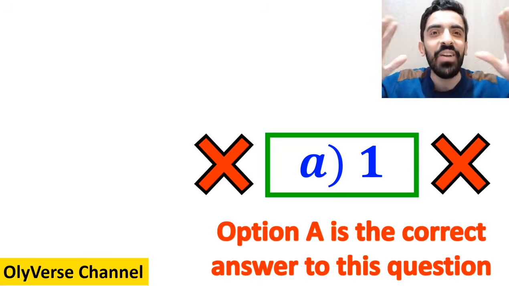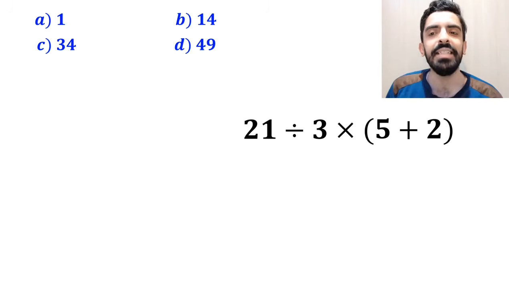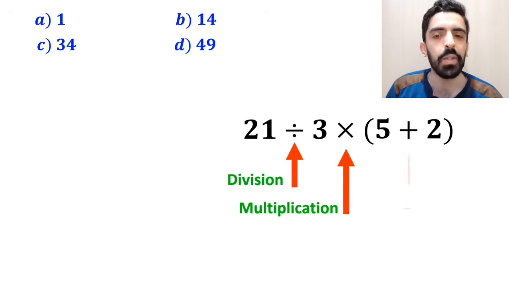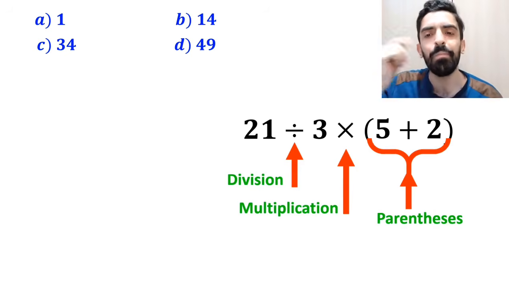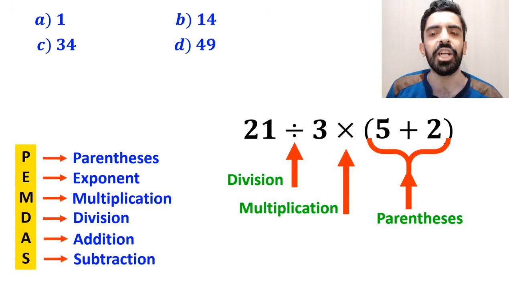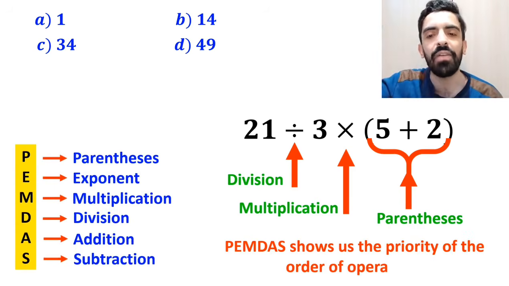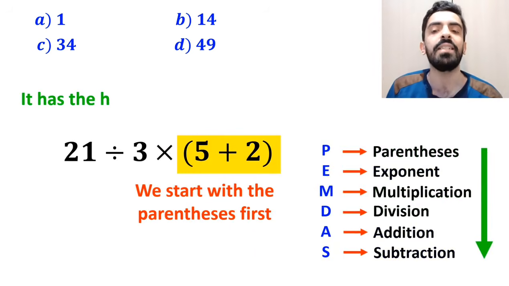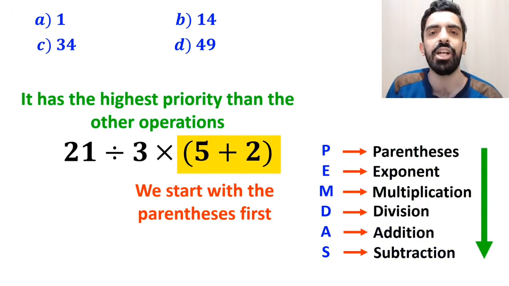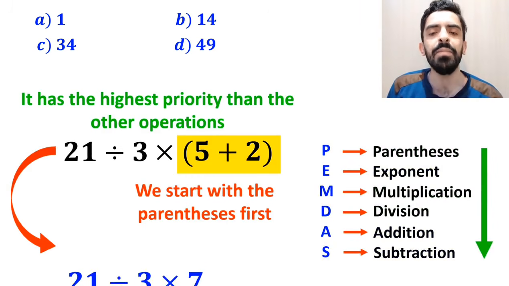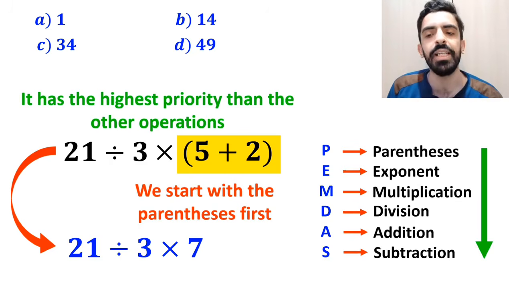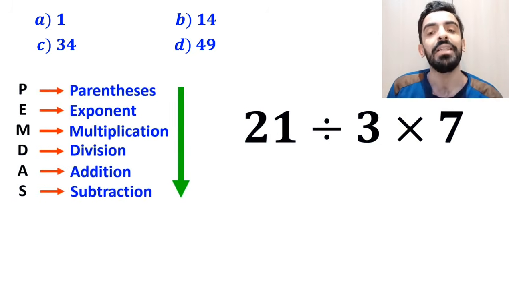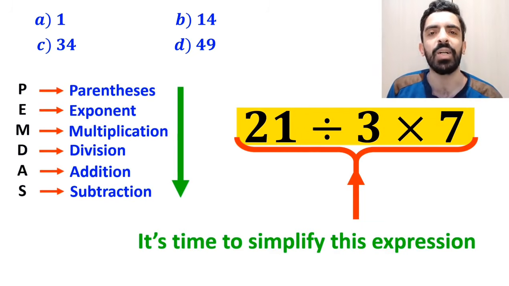However, that's definitely wrong. As you can see in the image and this expression, first we have a division sign, followed by a multiplication sign, and finally parentheses. To solve this question, we need to use the PEMDAS rule. PEMDAS shows us the priority of the order of operations. So, we start with the parentheses first, because it has the highest priority over the other operations. Okay, this expression simplifies to 21 divided by 3 multiplied by 7. Now, it's time to simplify this expression.